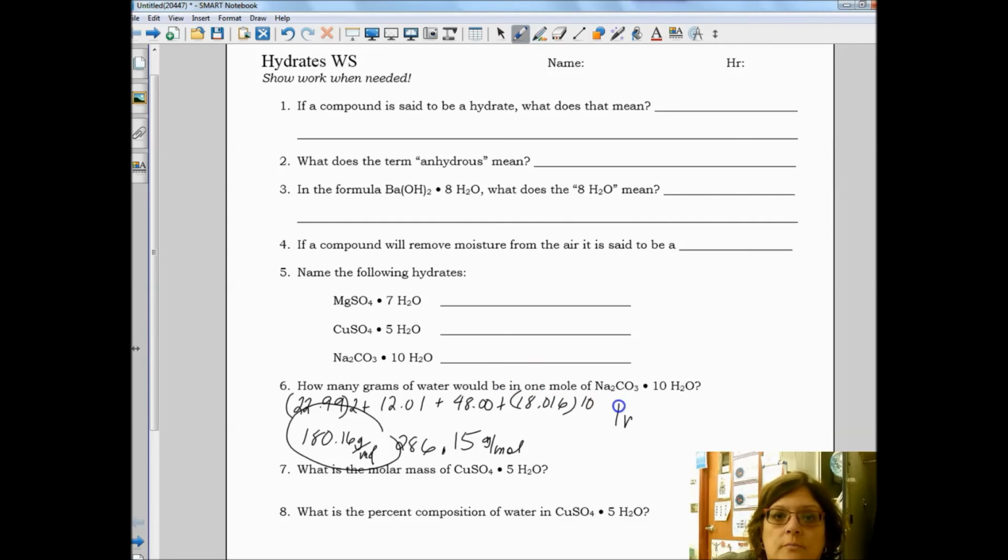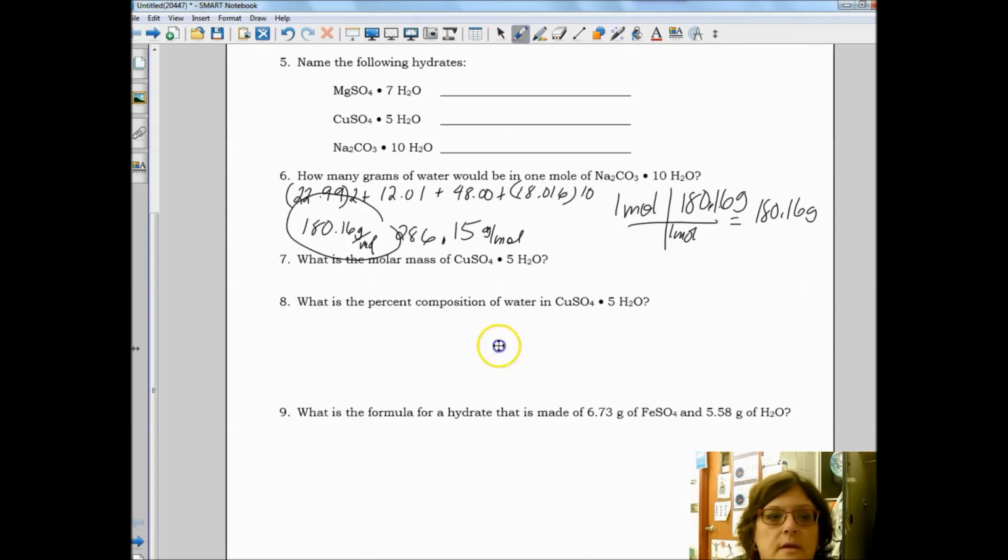So 1 mole times 180.16 grams in 1 mole is going to give you 180.16 grams. Okay? Go ahead and work through these, and that's all we're doing.